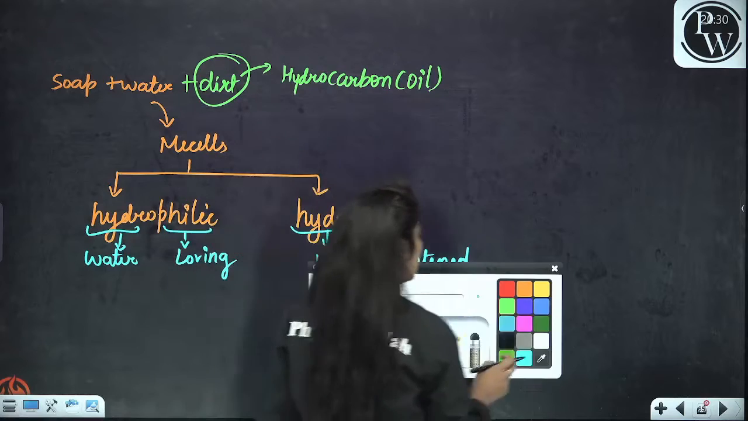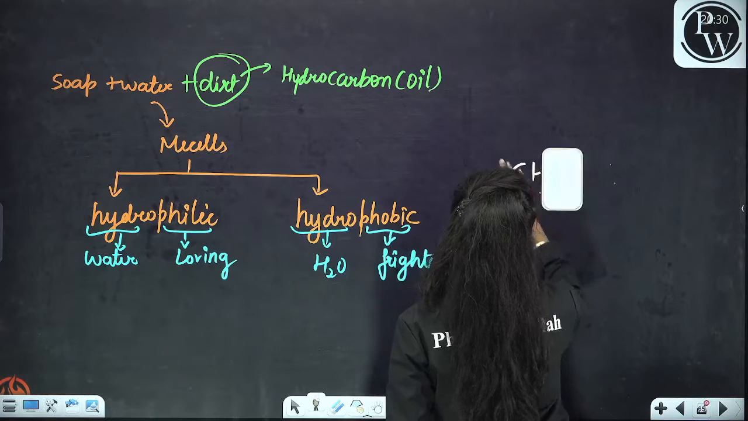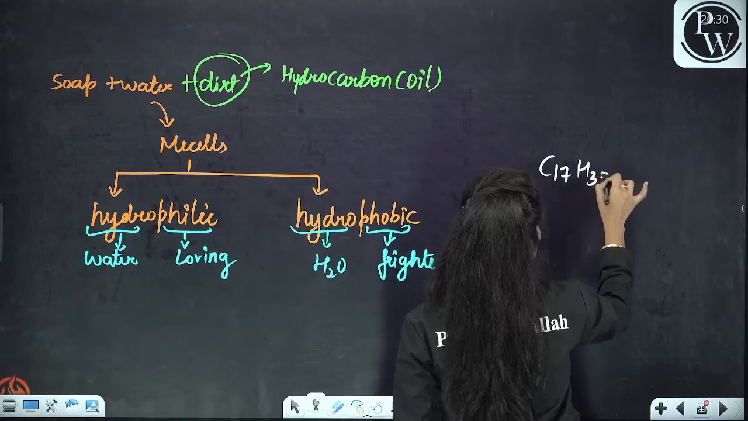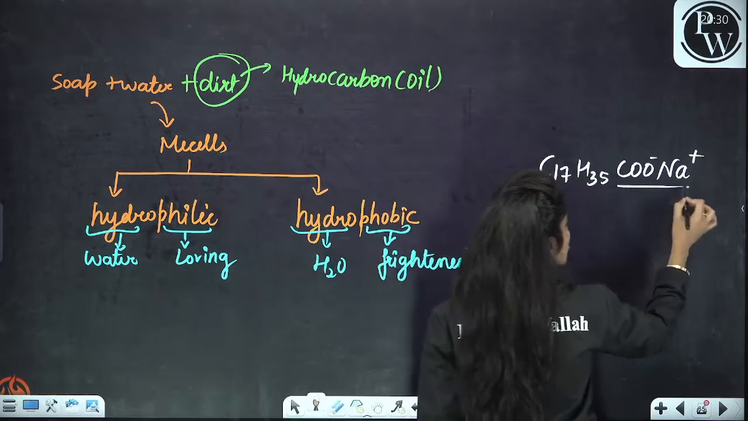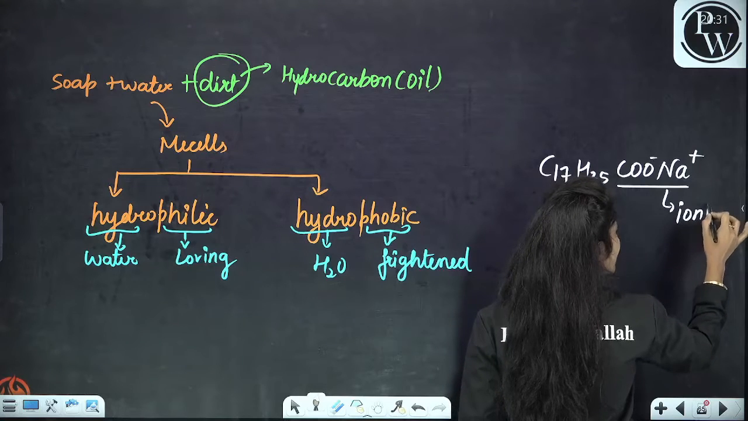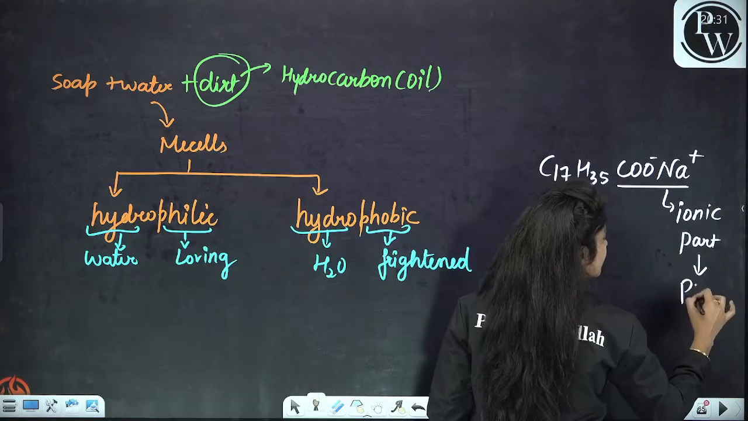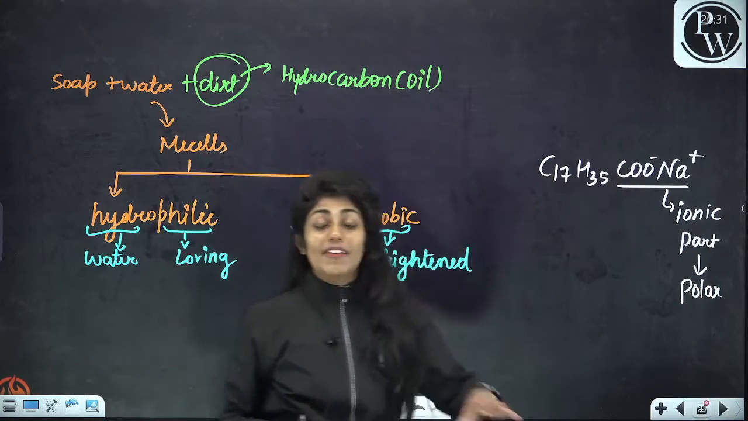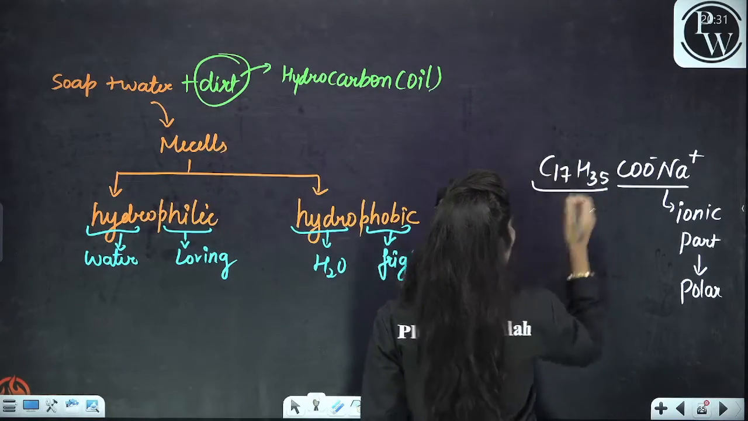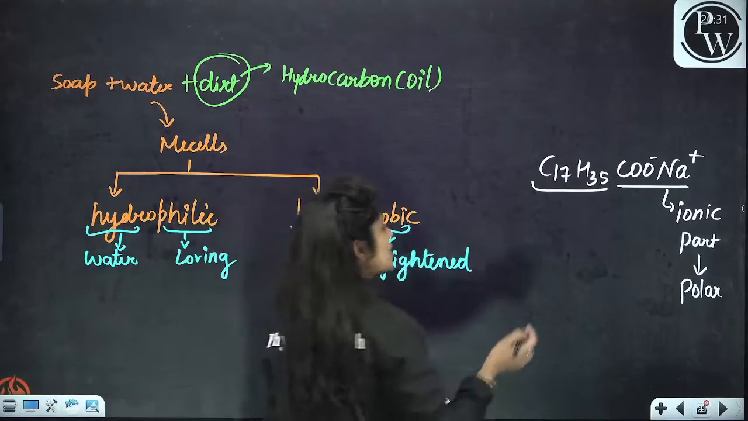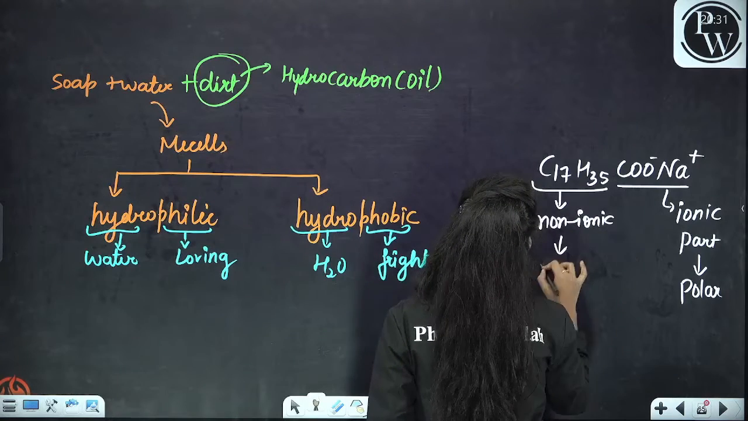So now I would like to let you know this structure: C17H35COONa. You can see this will be positive, this will be negative. So this is your ionic part. You can clearly see the ions. We call it polar, having charges. And this part is carbon and hydrogen. No charges, that means non-ionic. Non-ionic, we call it non-polar.